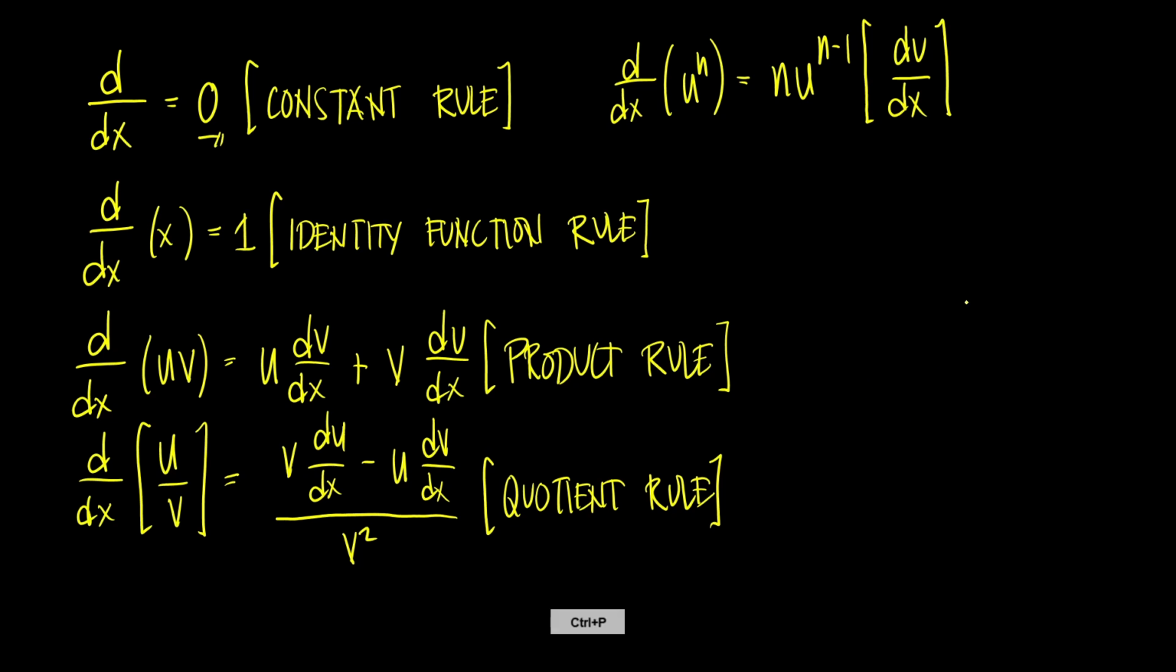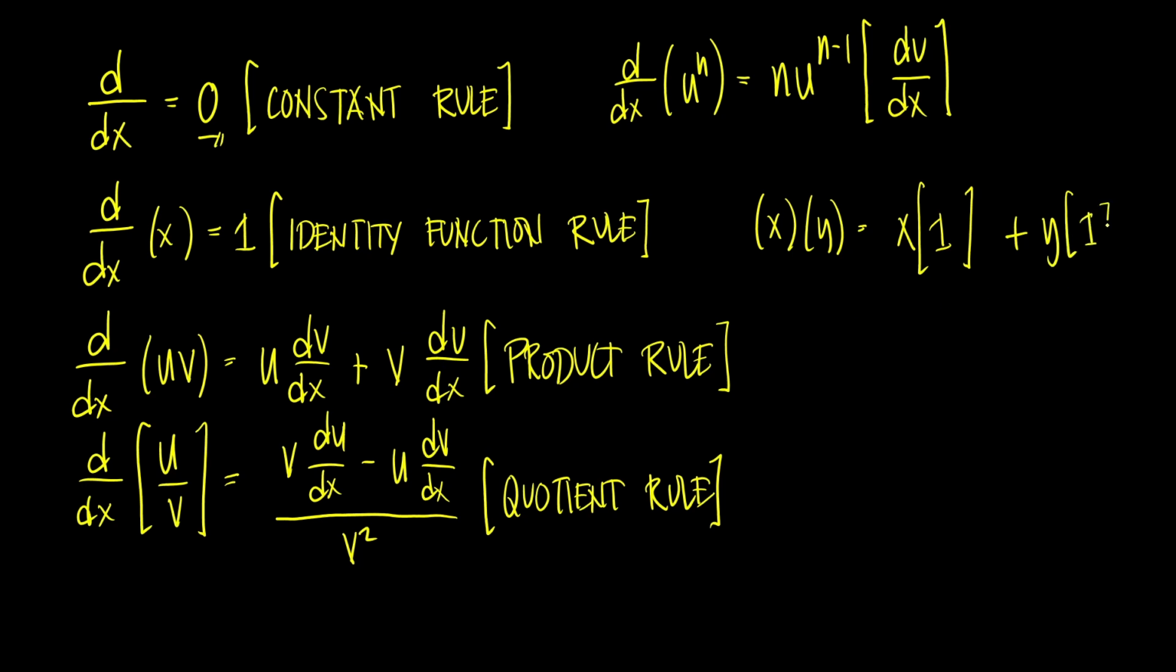So here we have the product rule. If you have a variable that is multiplied to another variable, the first term is x, and this would be the differentiated version of y. So the differentiated version of y is 1, then plus, then we have y, then the differentiated version of x, so we have 1. So that's basically the product rule.